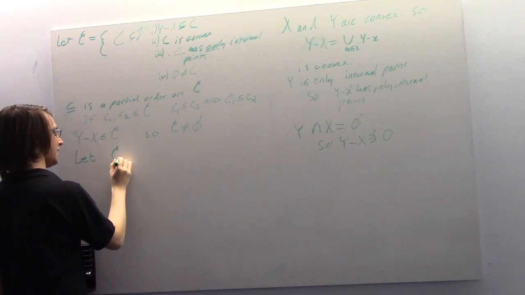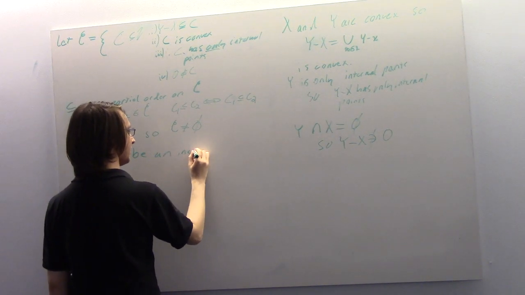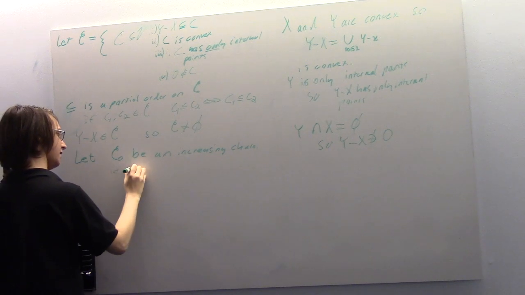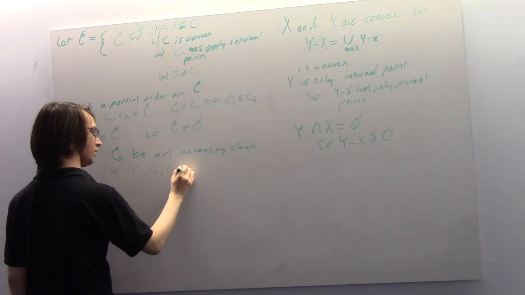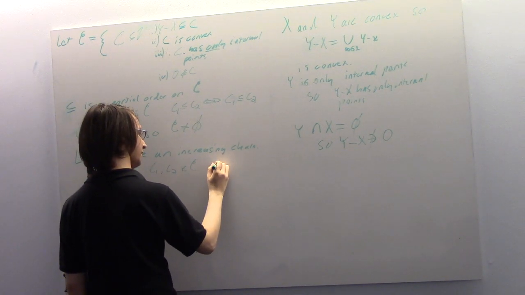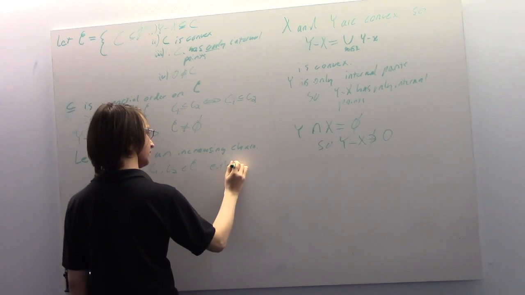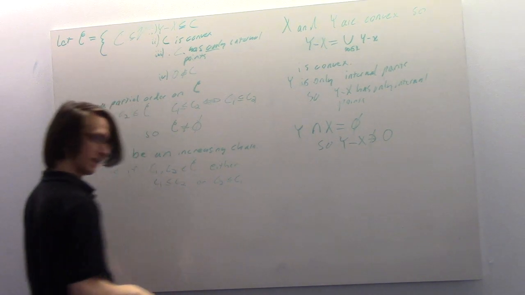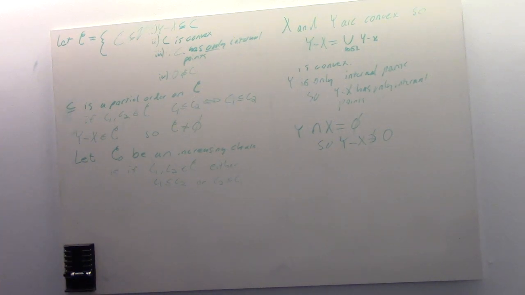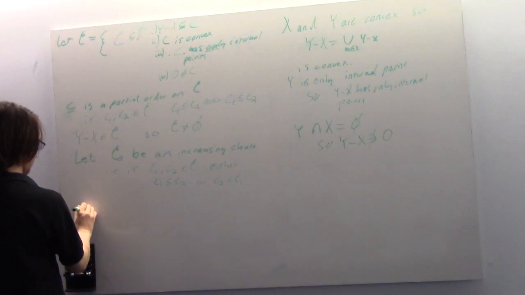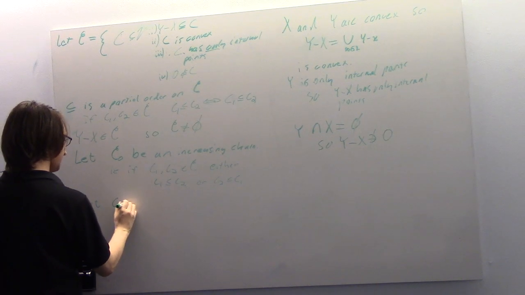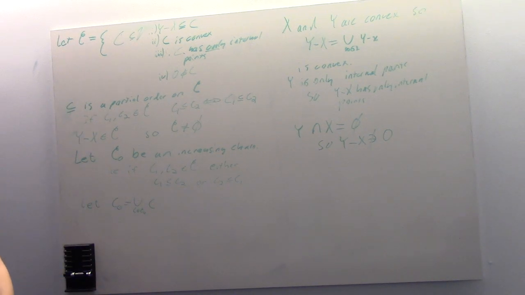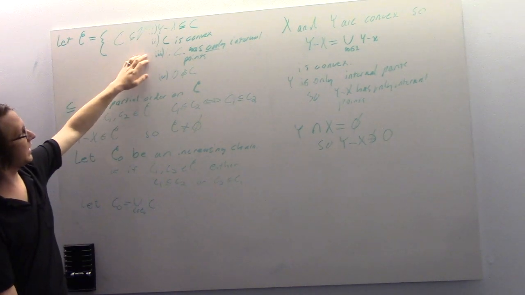Let script C naught be an increasing chain, i.e., if C1 and C2 are in script C naught, either C1 is less than or equal to C2, or C2 is less than or equal to C1. So script C0 is totally ordered. Let C0 be the union of C, an element of script C0. Okay. The question is, does it have these four properties?